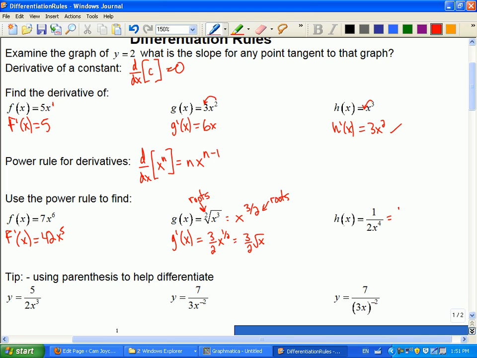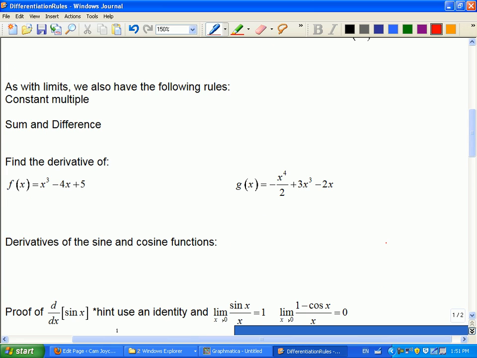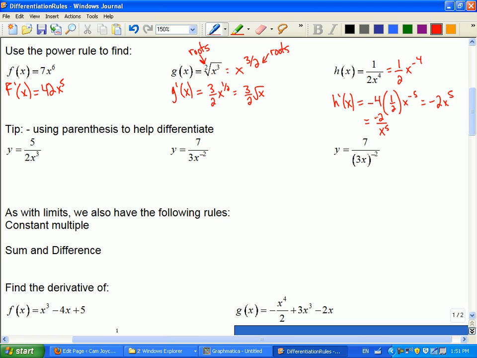So what I'm going to do is rewrite this as 1/2 x to the negative 4. Okay. So now it's easy for me to see it and use the power rule to find the derivative. So the derivative, if I multiply the front, it's going to be negative 4 times 1/2, and subtract 1 is now negative 5. So it'll be negative 2x to the negative 5. And of course, you may also want to write that as negative 2 over x to the 5th. Either would be fine.